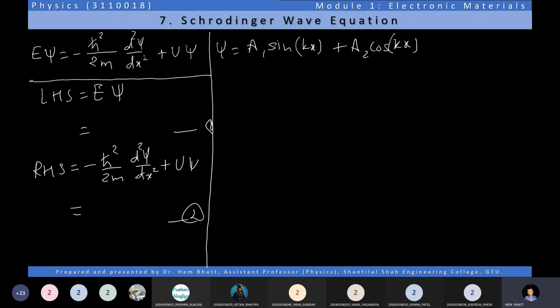Somehow if we can find out a1 and a2, we can say that we have done our job of finding the solution. So how to find out a1 and a2? So let us go back to the situation we are talking about.